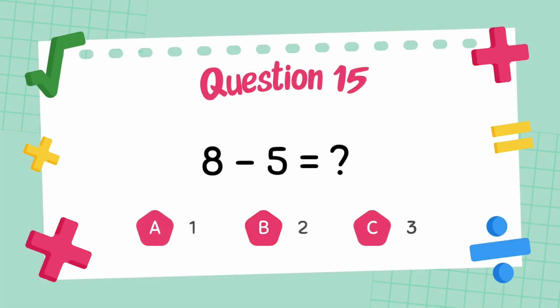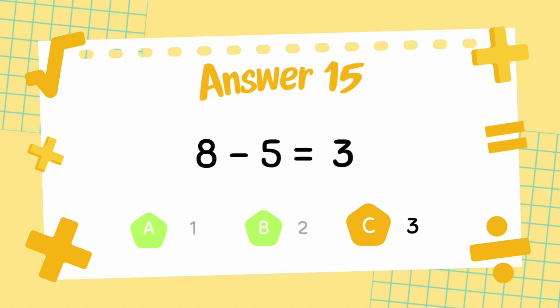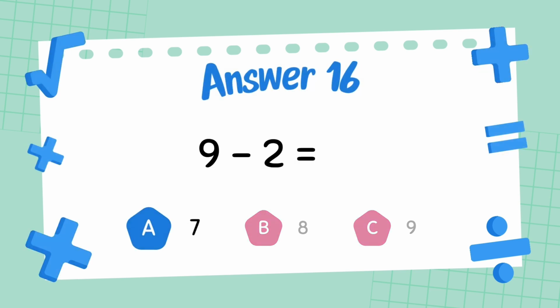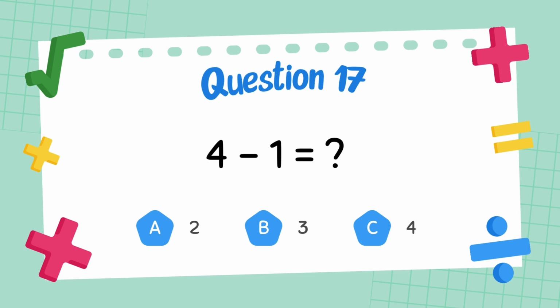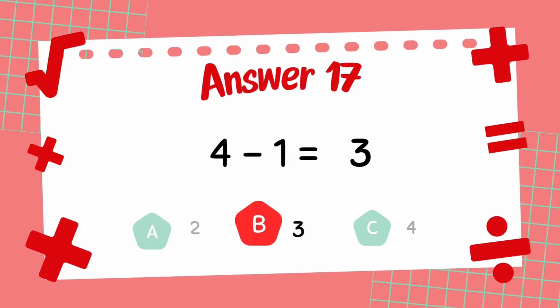What is 8 minus 5? The answer is 3. What is 9 minus 2? The answer is 7. What is 4 minus 1? The answer is 3.